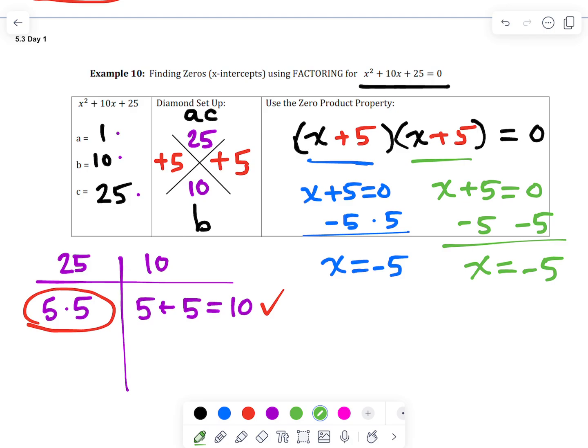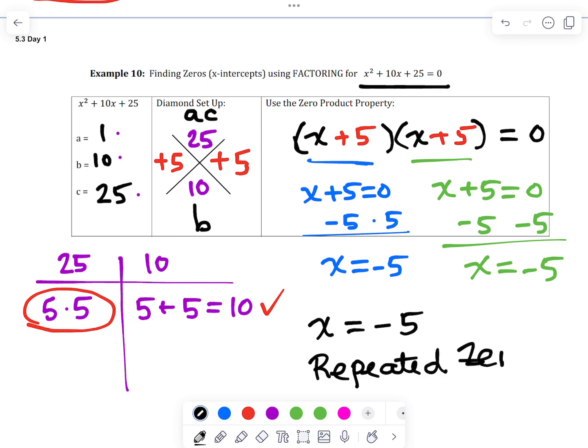This is what we call a repeated 0. You're going to find out as we progress through our unit the importance of a repeated 0 when we graph our parabola. So we say x equals negative 5, and it's a repeated 0.